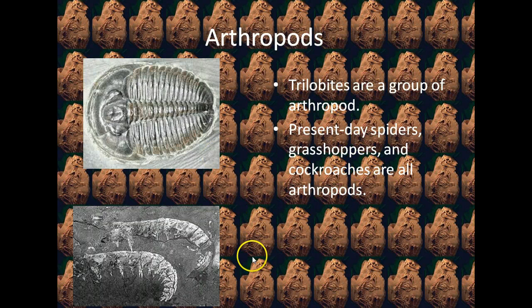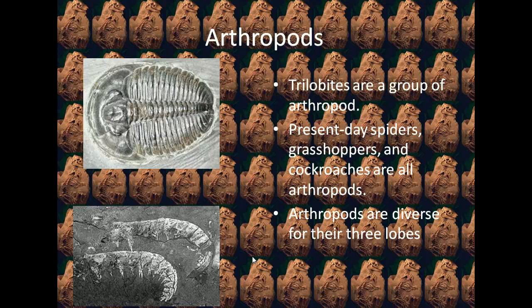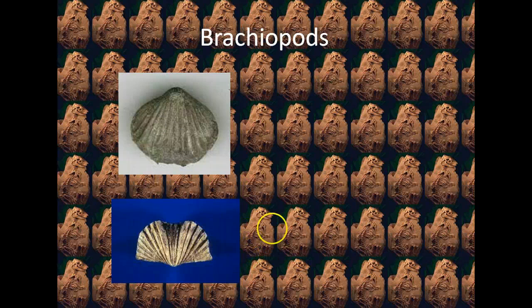Now what classifies an arthropod? What does it mean to be an arthropod? You have to have the three lobes, the head, thorax, and the abdomen, just like on a grasshopper and a cockroach. The second group we're going to touch upon is the brachiopods.